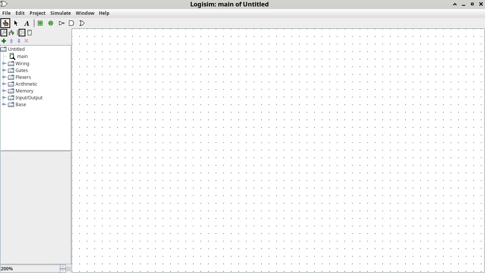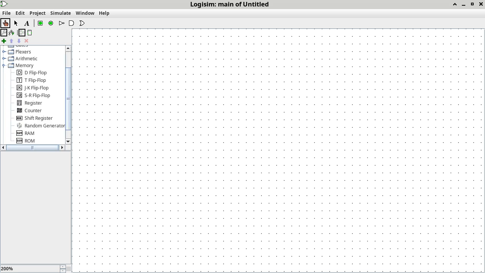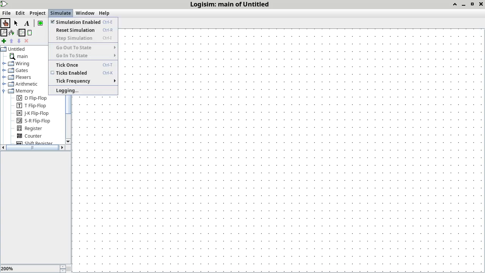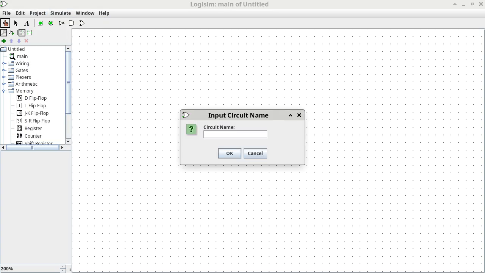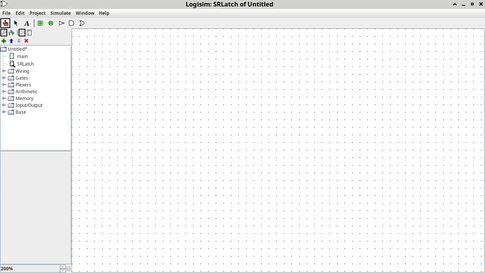All right, so we're going to create the SR latch. The SR latch is actually part of memory too. So if you go to memory, it has all kinds of memory devices. But we are not going to go for the SR flip-flop in this case. We're going to make our own. So we'll go ahead and go to Project, Add Circuit, SR latch. All right, so we know how to make one.